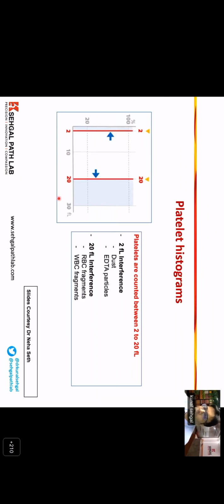This is just to repeat the importance of the cutoffs on the histogram. And today the focus is purely on the platelet. So we are going to focus on the lower platelet cutoff, which is 2 femtoliters, and the higher or the moving threshold, which is between 20 to 30. Below 2 is dust and EDTA particles or debris or noise. Above 20 or above 30 will be either big particles coming from the left area, meaning big platelets, or small particles coming from the right area, meaning small RBCs or small WBC fragments.